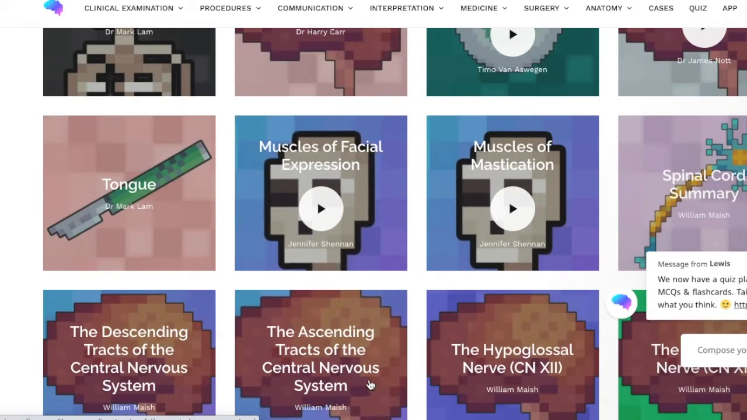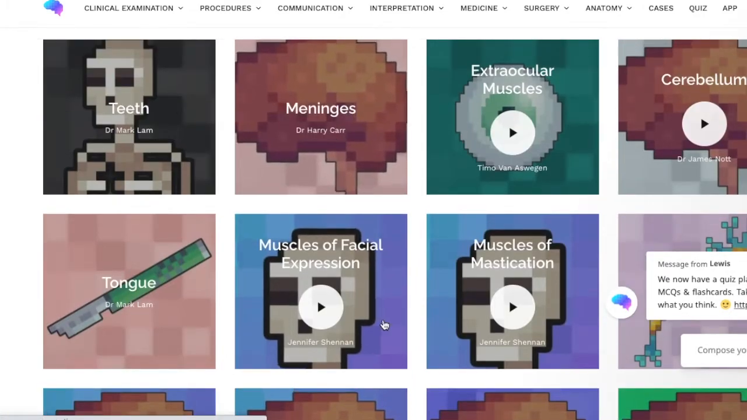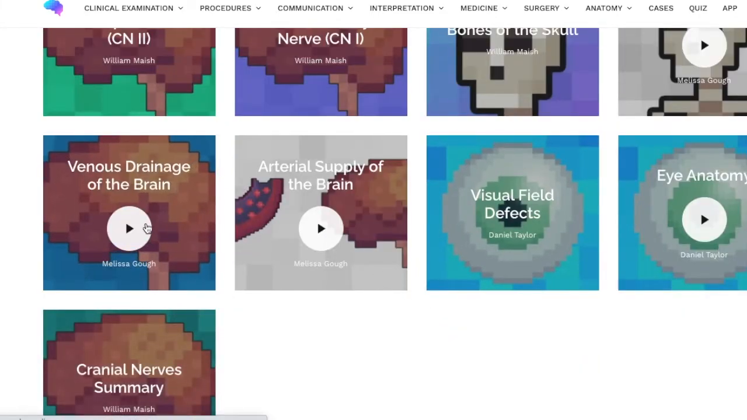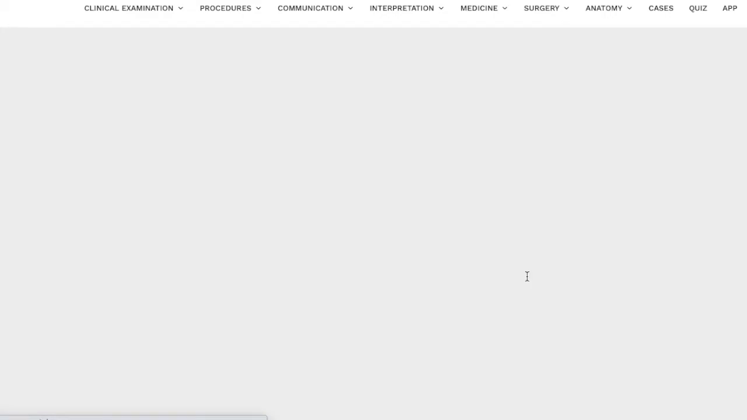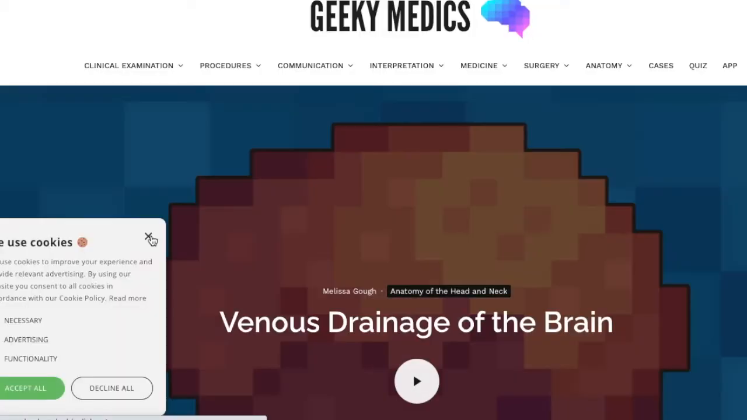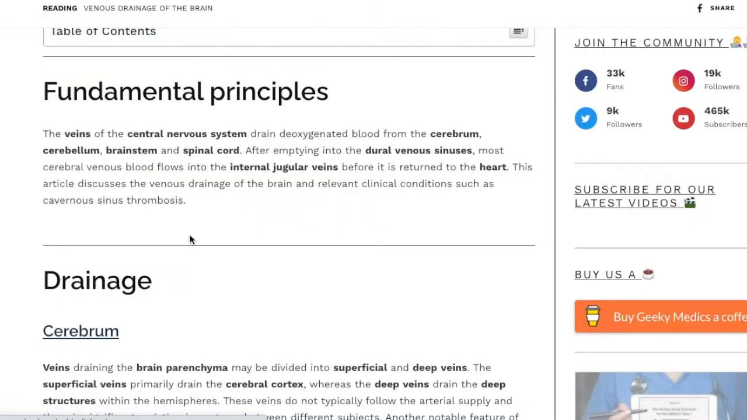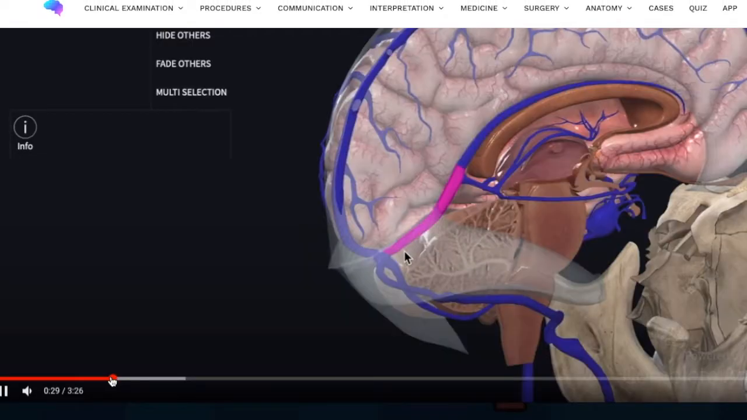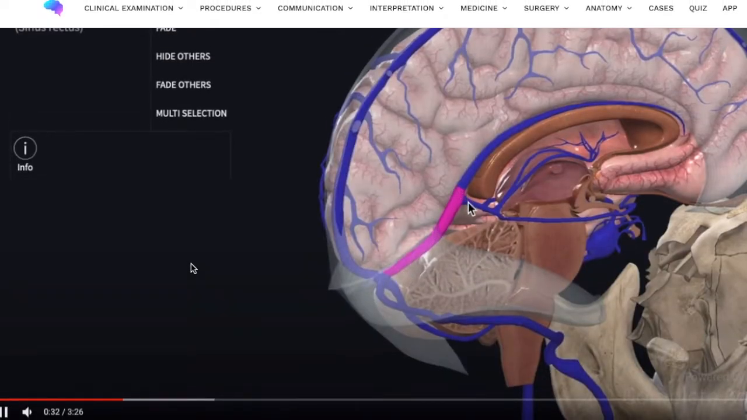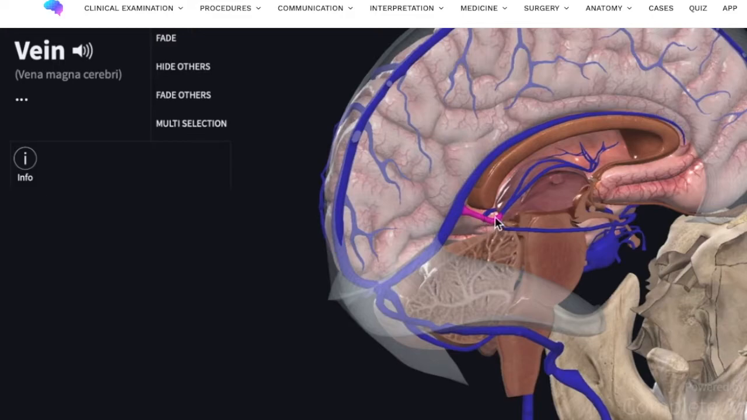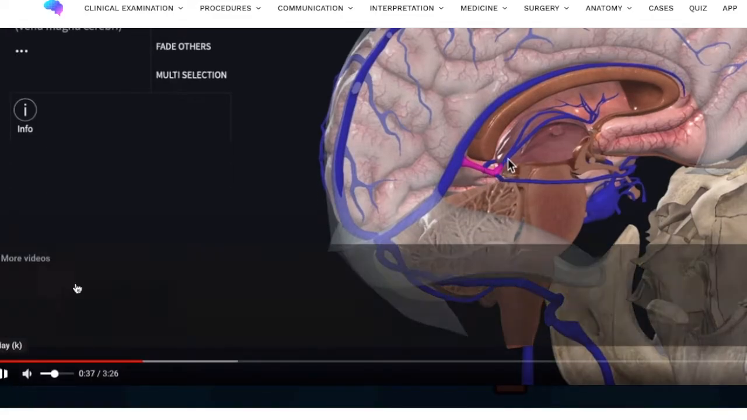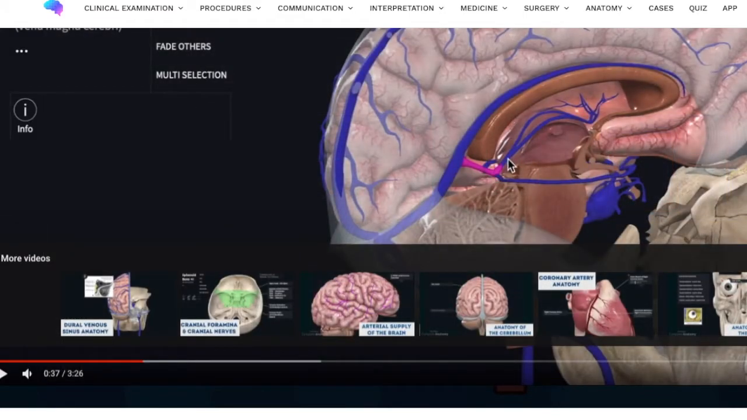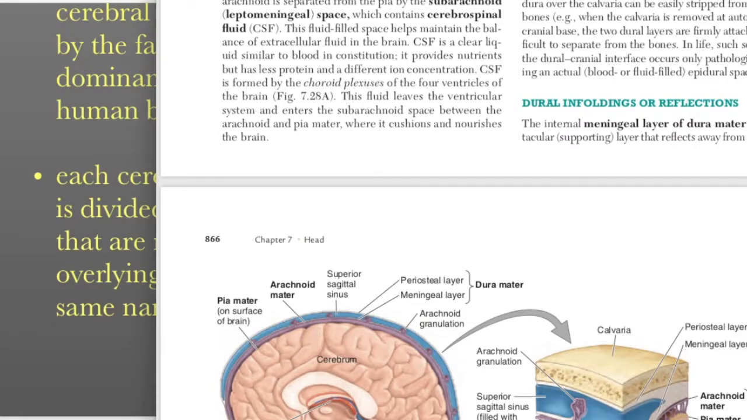Geeky Medics gives you a summary or a table of contents of the specific video. At this time, I'm looking at the venous drainage of the brain. They have a 3D picture of the parts. So the great cerebral vein has two major sets of tributaries. Okay, that's a sample. That's what I like about them, and you can access this website for free.